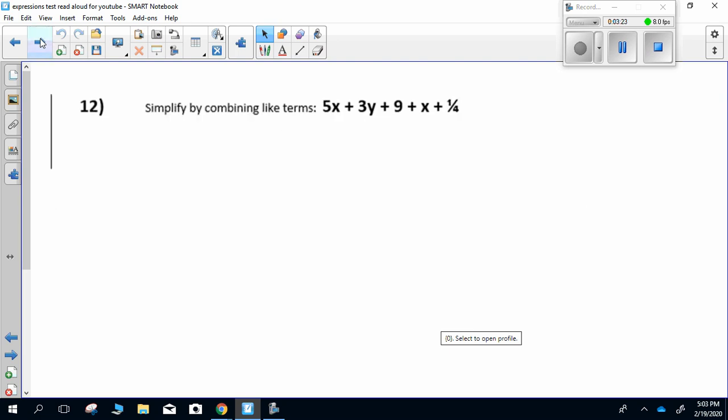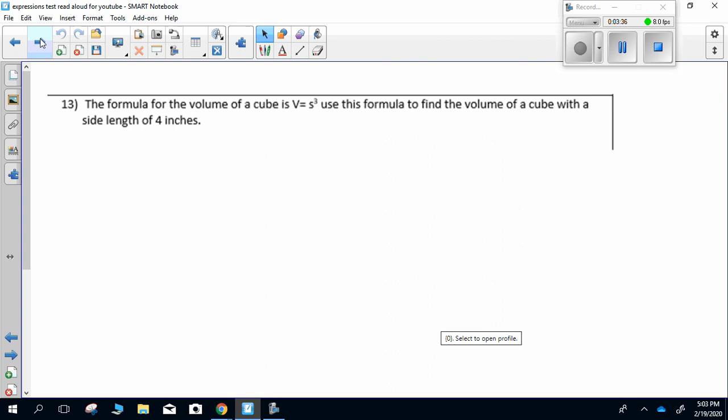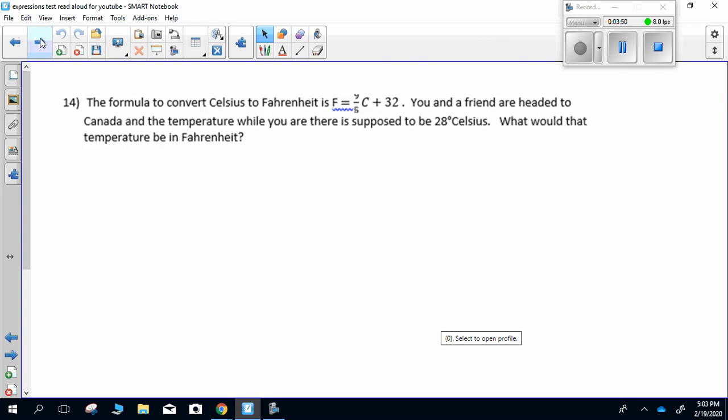Number 12, same expression, 5x plus 3y plus 9 plus x plus 1/4. Simplify by combining like terms. Number 13, the formula for the volume of a cube is V equals S to the 3rd power. Use this formula to find the volume of a cube with a side length of 4 inches.